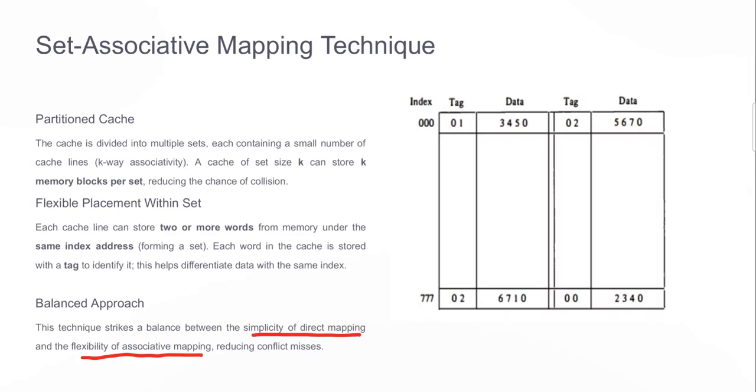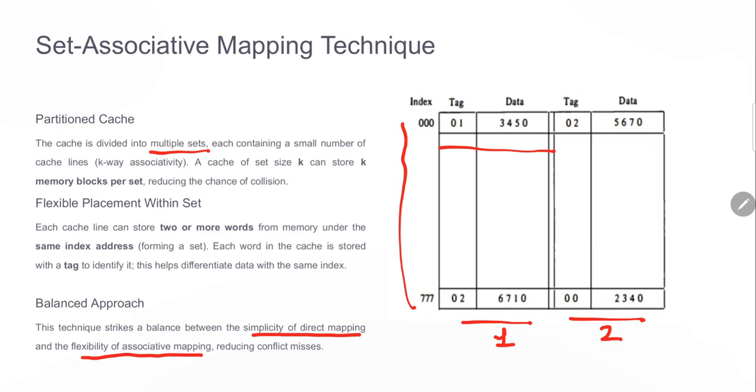Here the cache memory is divided into sets. As you can see, we have two sets, set 1 and set 2. So the cache is divided into multiple sets, as many sets as I want, and each has a smaller number of cache lines. That means these memories are smaller. For a cache of set size k, here we have size 2, it can store k memory blocks per set, reducing the chance of collision. So here the chances of collision are minimal, and it's a flexible placement within the set.